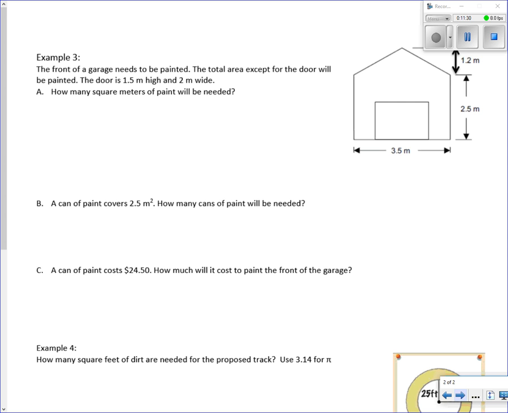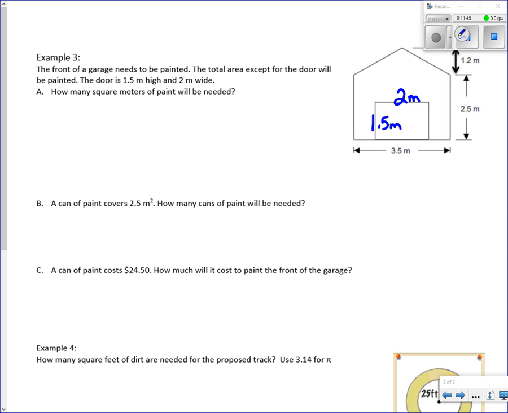Okay, example 3. The front of a garage needs to be painted. The total area except for the door will be painted. The door is 1.5 meters high and 2 meters wide. Okay, so the first thing we're going to do, I'm going to label my door. So this is going to be 1.5 meters. This is going to be 2 meters.